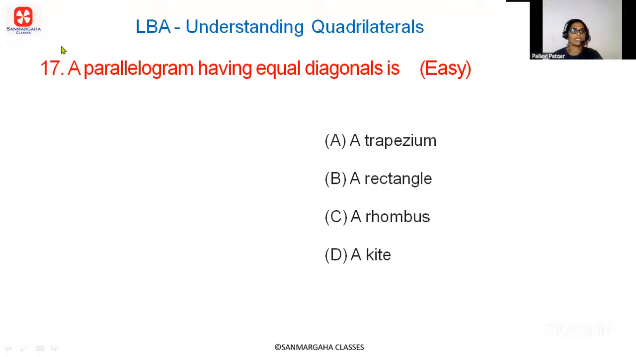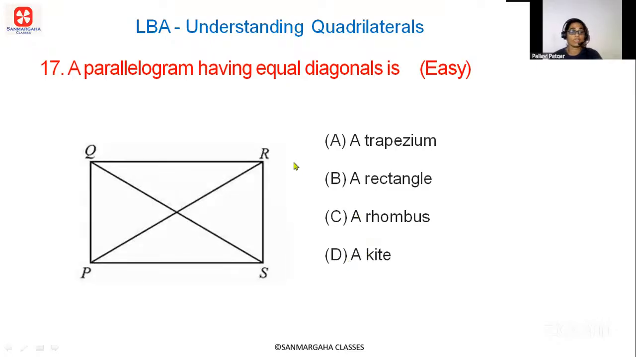In this chapter, look at the question number 17. A parallelogram having equal diagonals is: option A, trapezium; B, a rectangle; C, a rhombus; D, a kite. Okay. So here, parallelogram. It is a quadrilateral with two pairs of parallel sides. Its diagonals always bisect each other, but they are not necessarily equal in length.